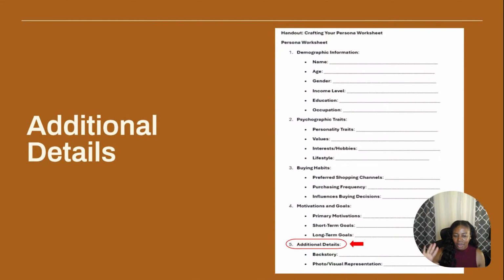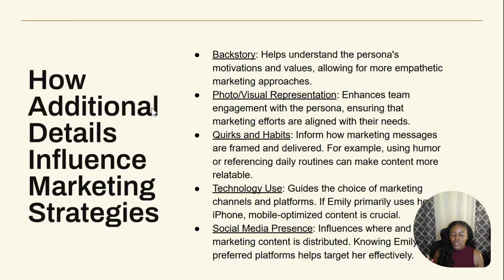Okay, so you filled out the persona worksheet and you got down to the last little bit of detail. And this is where it talks about the additional detail information. So, how does this additional detail help us in developing our marketing strategy? When we talk about additional details, it's like we're writing a story for our shopper's persona. Okay. This is going to be their backstory. It's going to tell us a little bit about who the actual shopper is, right?